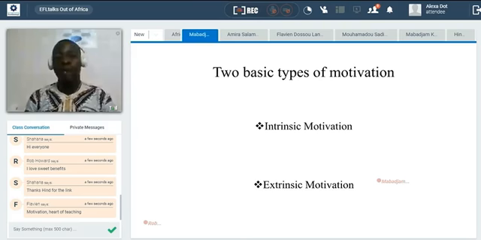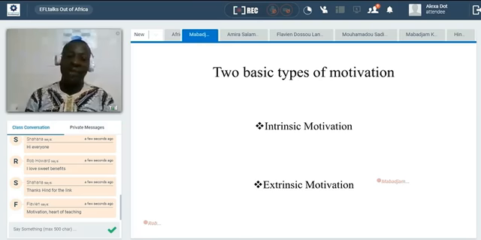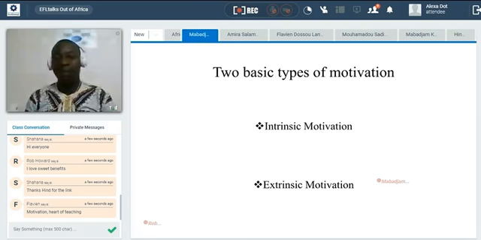For example, the learner may learn a language or a subject or a topic because he's waiting for a prize, or he may learn that topic because he doesn't want to be punished at school, or his parent told him that, okay, if he has a good mark, or if he does well, they're going to buy him maybe a bicycle, motorcycle, or a car, or anyway, a book.